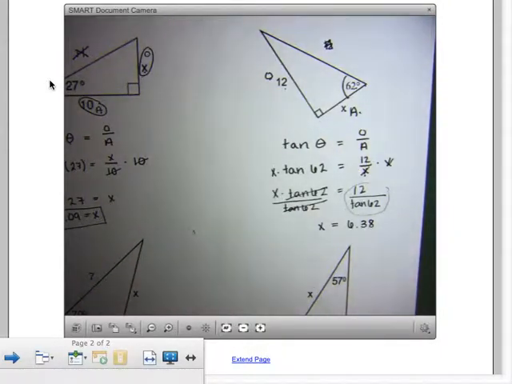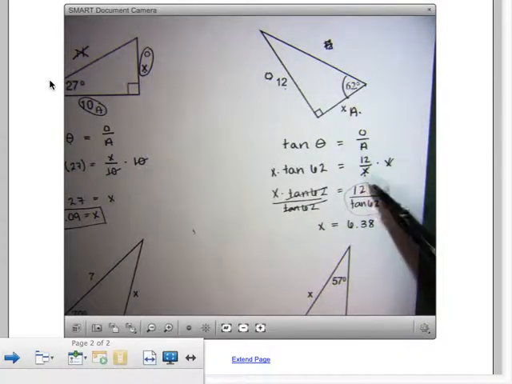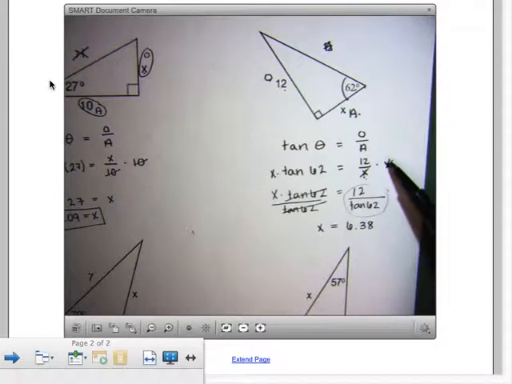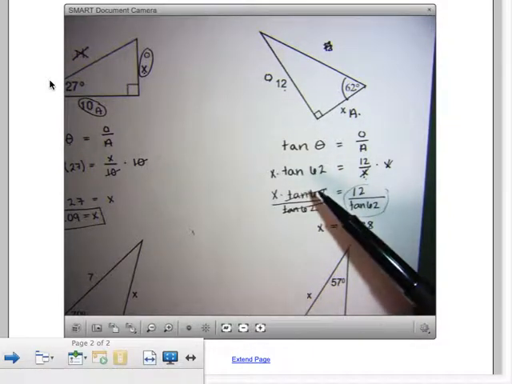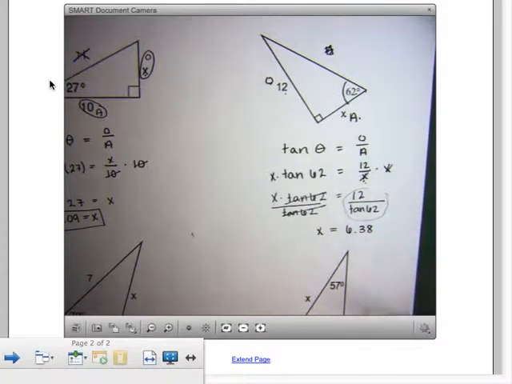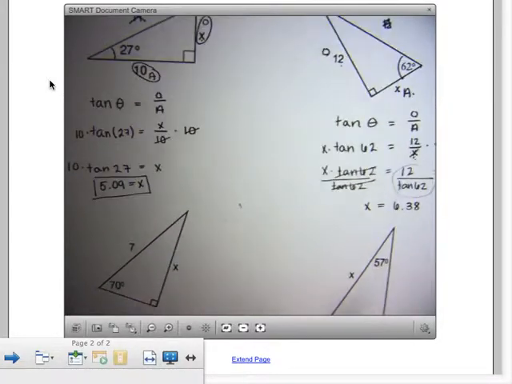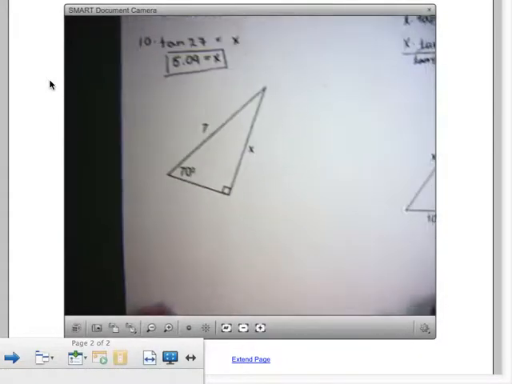Okay, again, remember, you always multiply by the denominator, even if the variable is down there. So you're just going to have to multiply and then divide. So you'll have an extra step if your variable is in your denominator. Okay, we have two more of these.